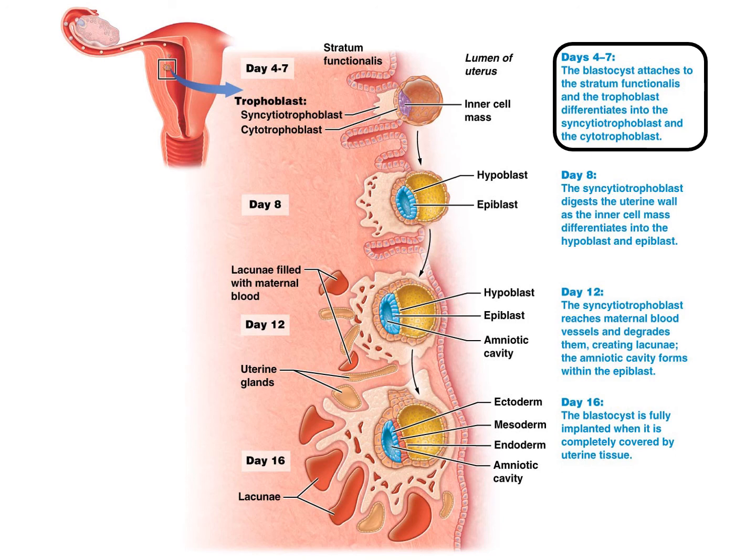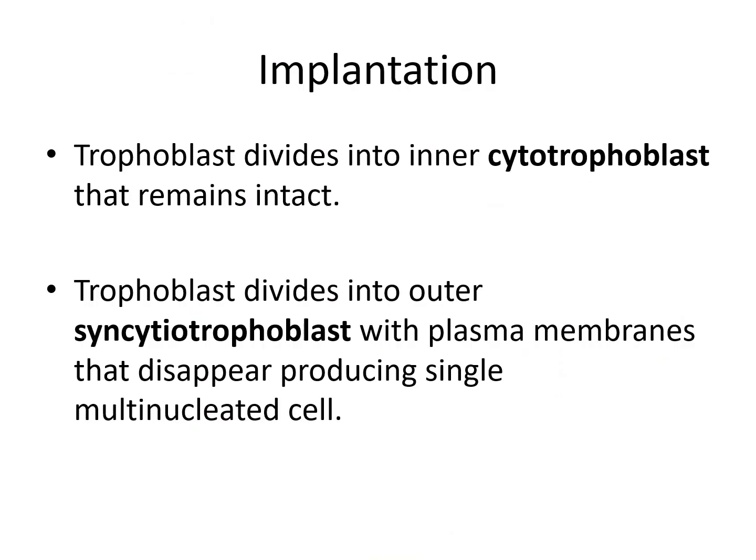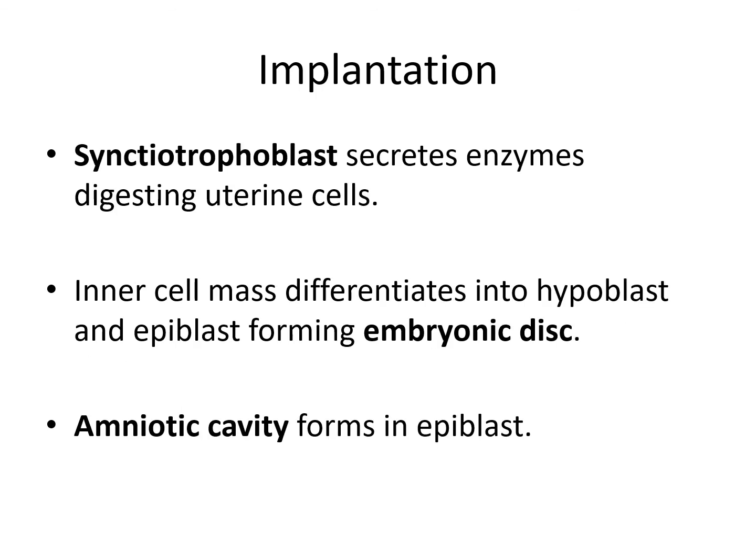Okay, so day 4 through 7, the blastocyst attaches to the stratum functionalis, and the trophoblast differentiates into 2 regions: the syncytial trophoblast and the cytotrophoblast. Okay, the syncytial trophoblasts have their plasma membranes disappear, producing a single multinucleated cell, whereas the cytotrophoblast, the membranes remain the same. Now, why does it do this?